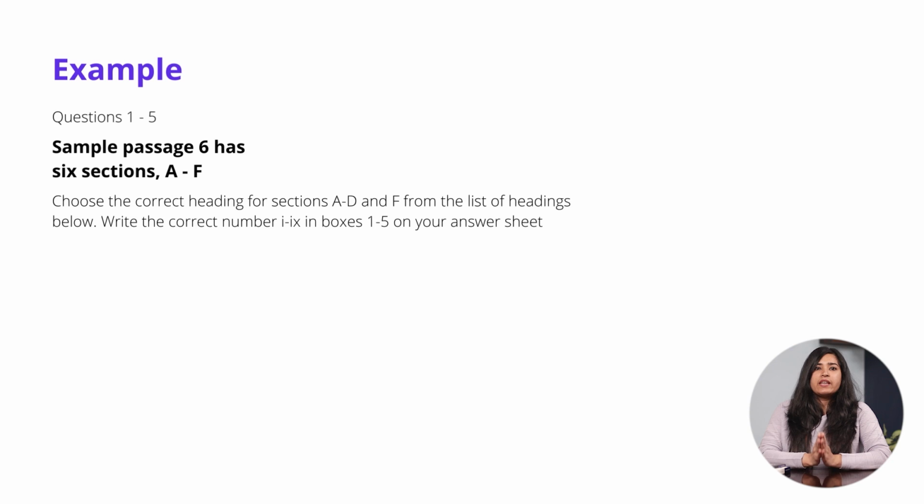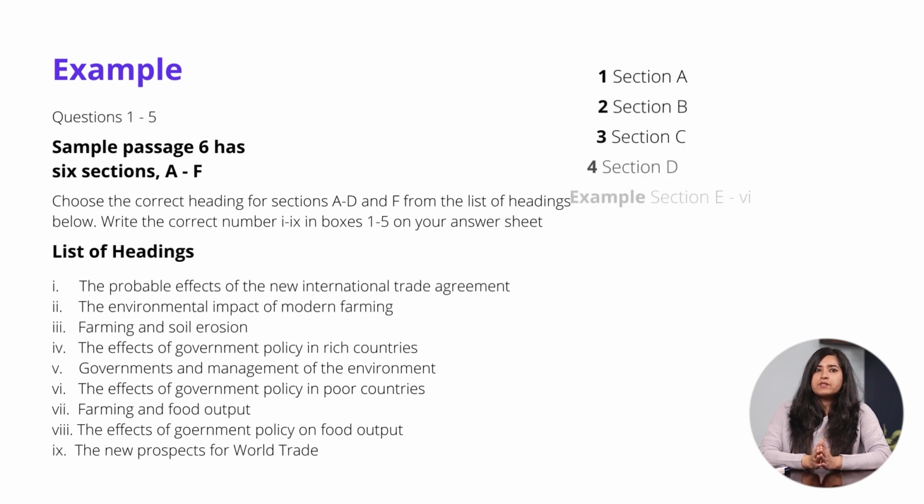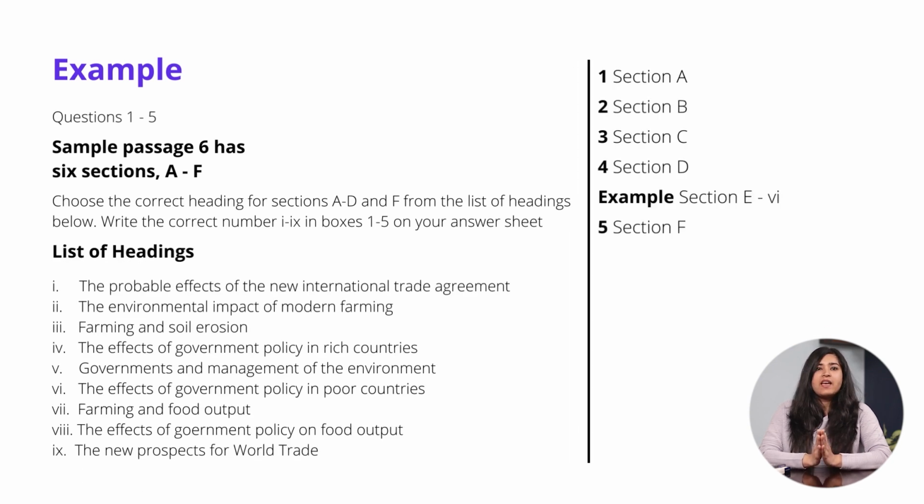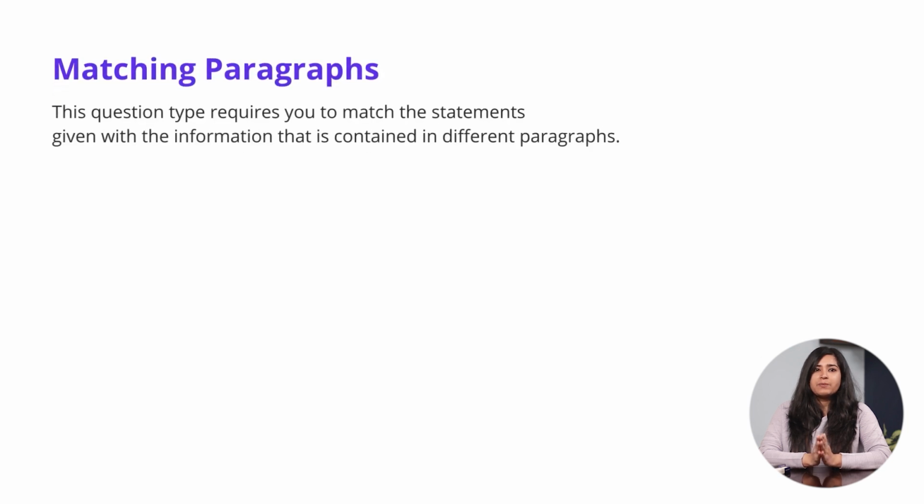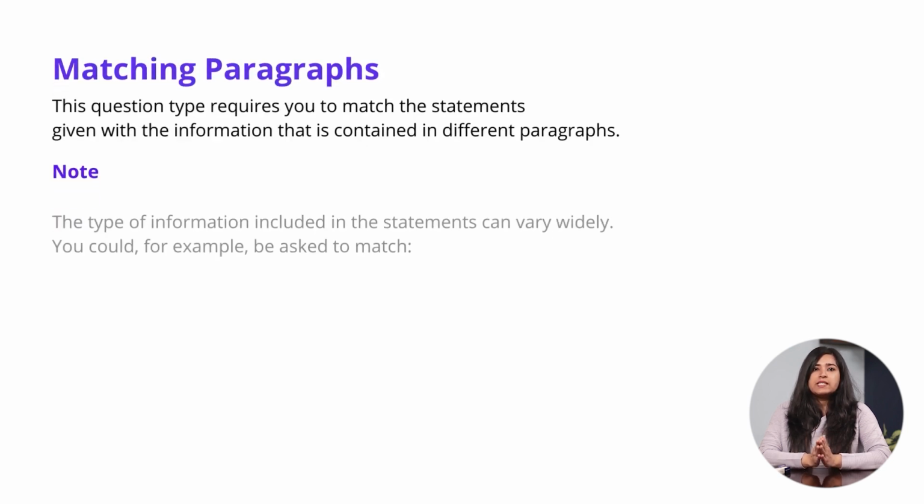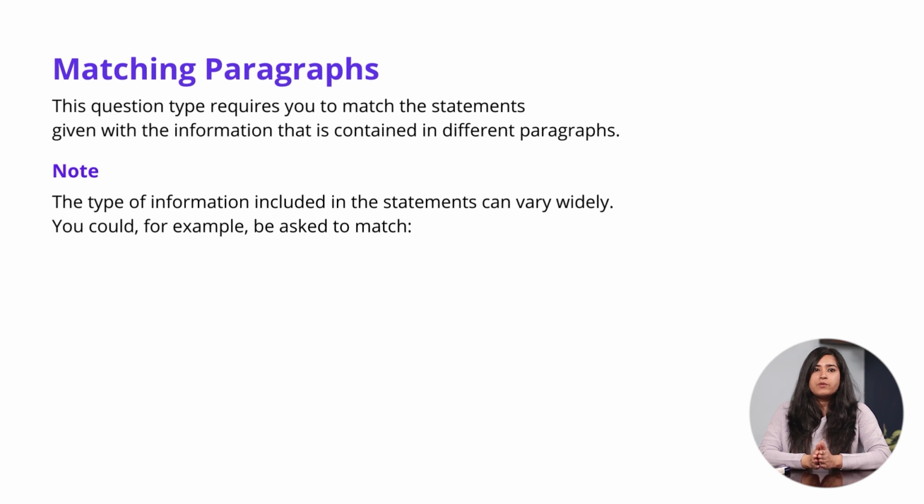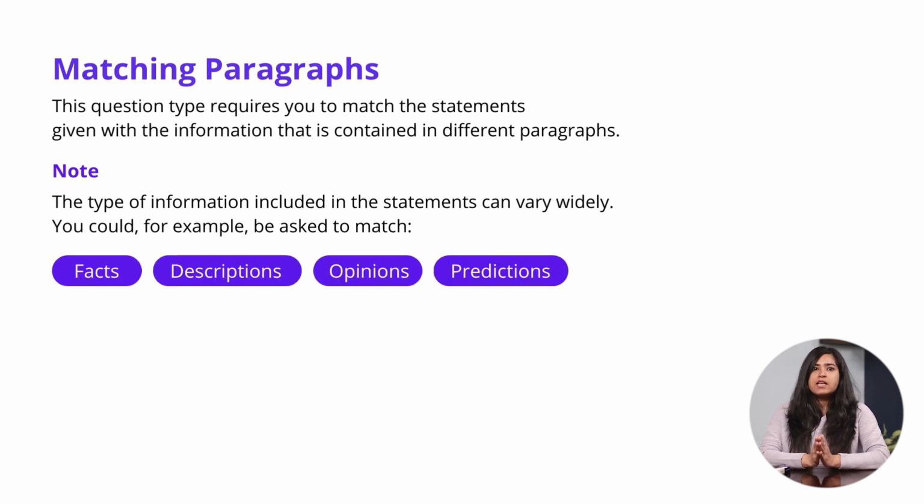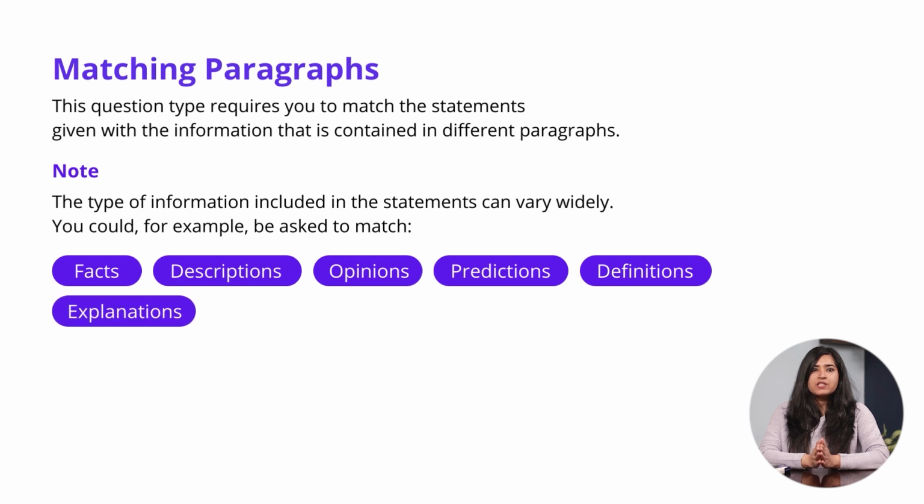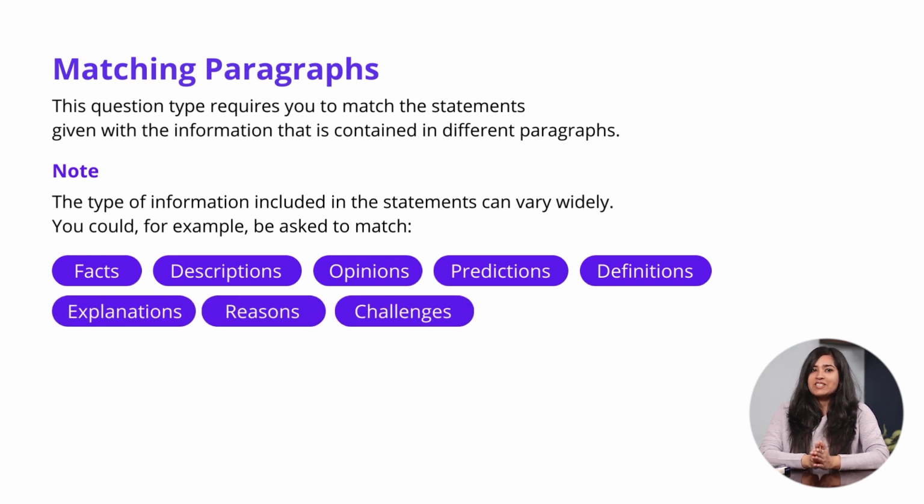As you can see, there are 9 headings but only 6 paragraphs mentioned in the instructions. Now, let's move on to matching paragraphs. You will be given statements that you will have to match with the information in the paragraphs, and the types of information that might be asked to match are facts, descriptions, opinions, predictions, definitions, explanations, reasons, and/or challenges.